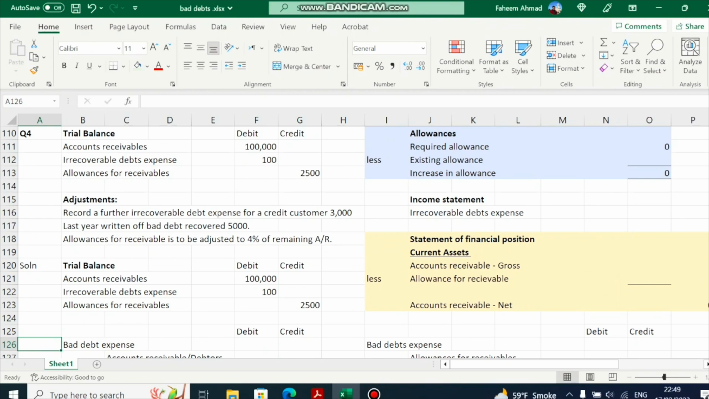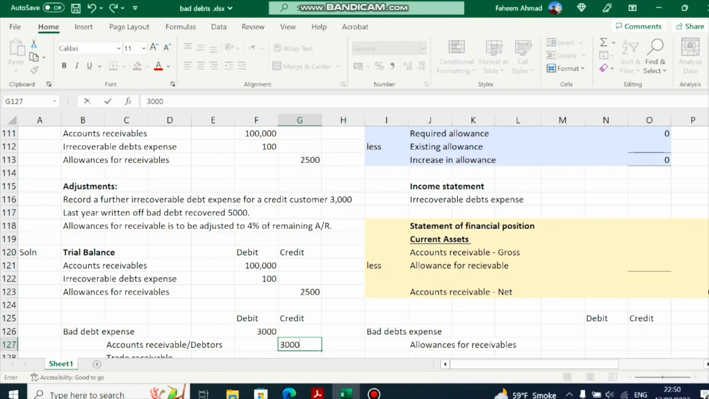Now I'm going to solve final question for today's lesson. So once again, I have list of balances available. I'm going to deal with adjustments. So there is a bad debt expense 3,000 from a credit customer. So I will pass entry bad debt expense debit 3,000, credit account receivable 3,000. I'm going to adjust this trial balance with that. So plus 3,000 here.